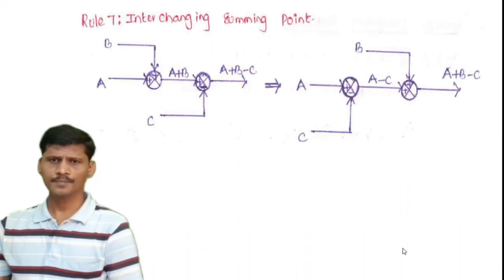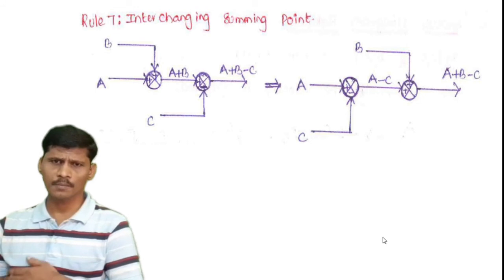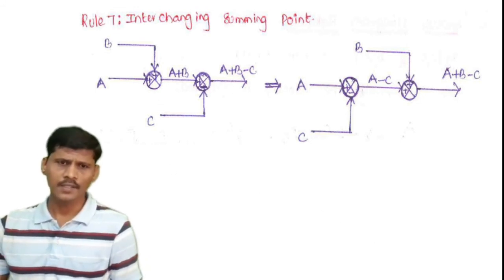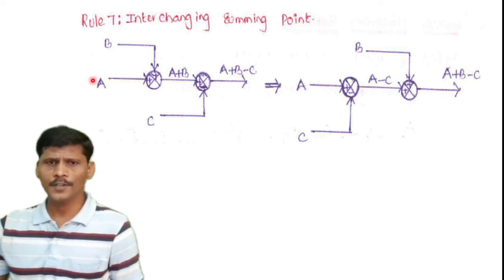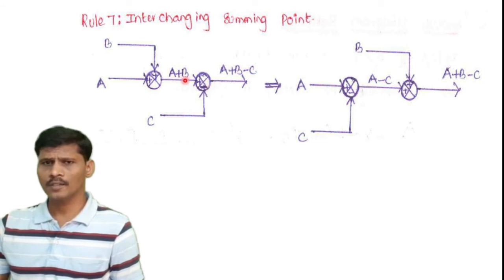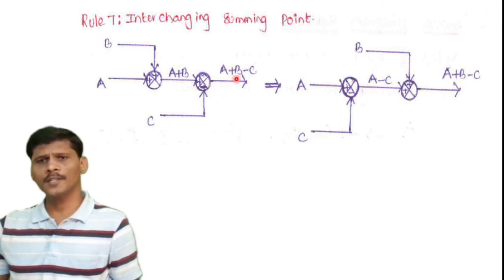Next rule is interchanging the summing point. Now here there are two summing points. This is one summing point and this is another summing point. This summing point's inputs are A and B, and the output of this first summing point is A plus B. The second summing point's inputs are the output of the first summing point, that is one input, and another input is C, and the output of the second summing point is A plus B minus C.